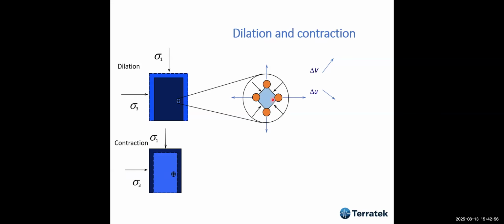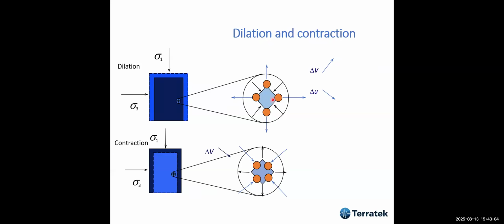If we have contraction, just the opposite. We have decreasing volume, and here we have the particles which are going to compress. And what happens if the volume reduces? The pore pressure increases. And this is what causes liquefaction in situ in sand.